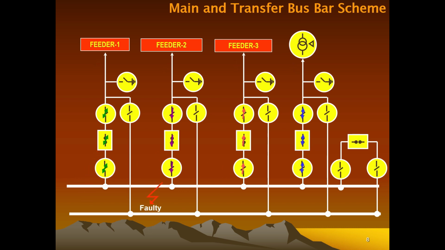But again, the drawback is, suppose there is a fault on this particular bus. Whenever there is a fault on this bus, all the four feeders which are connected to that bus will be tripped, and there will be interruption in power flow. There will be large scale outages. Your substation will be blacked out. Once you remove this fault, the system will run as desired.